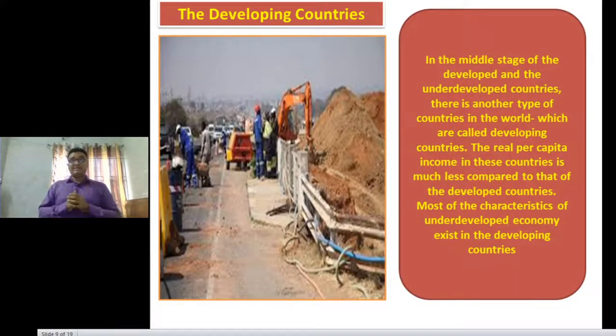Dear students, now I am going to show you some lines regarding the developing countries. So these are the lines. In the middle stage of the developed and the underdeveloped countries, there is another type of countries in the world which are called developing countries. The real per capita income in these countries is much less compared to that of the developed countries. Most of the characteristics of the underdeveloped economy exist in the developing countries. So that's all about the developing countries in brief. Now I'm going to discuss the characteristics of the developing countries.